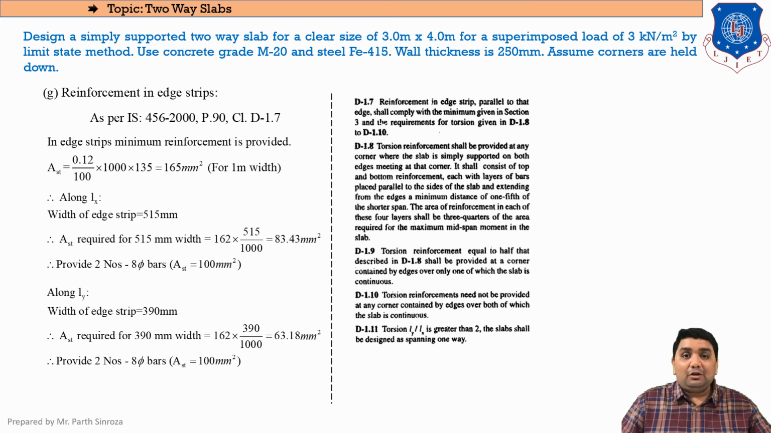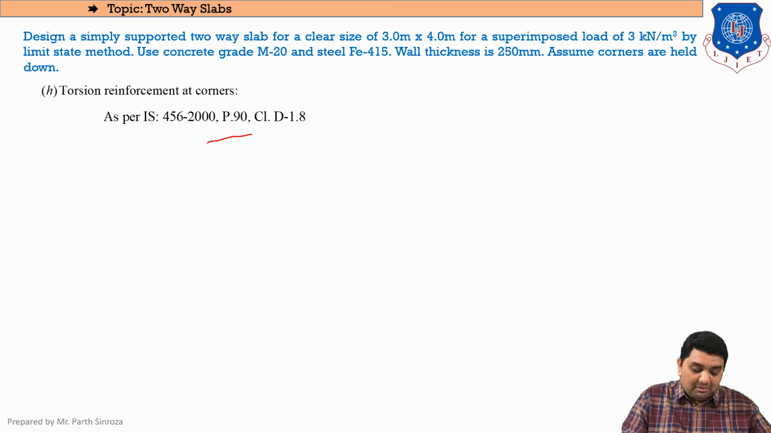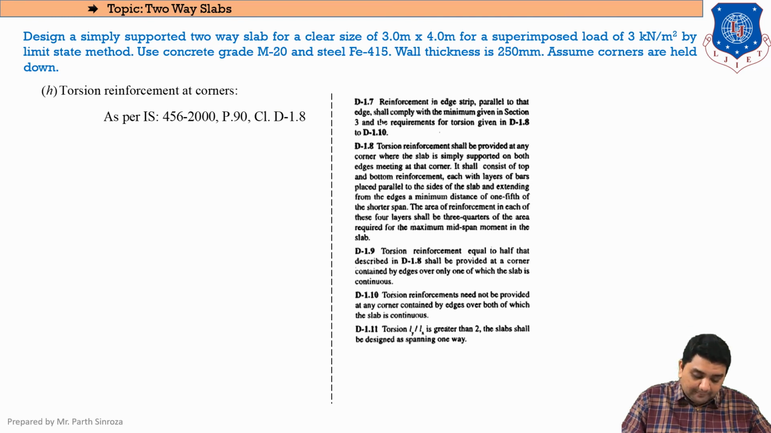So this was our design of edge strip or end strip. Now we'll be moving on to the final portion, that is our design of torsion steel, that is torsion requirement at corners. And for that we always need to check again page number 90, and this time we'll be moving towards our clause D 1.8. So moving towards our clause D 1.8, here you can see that this clause is to be checked.